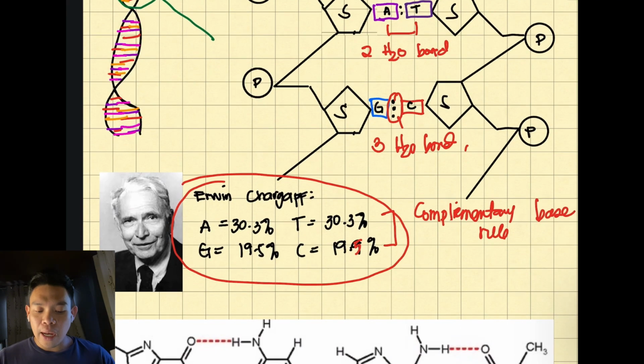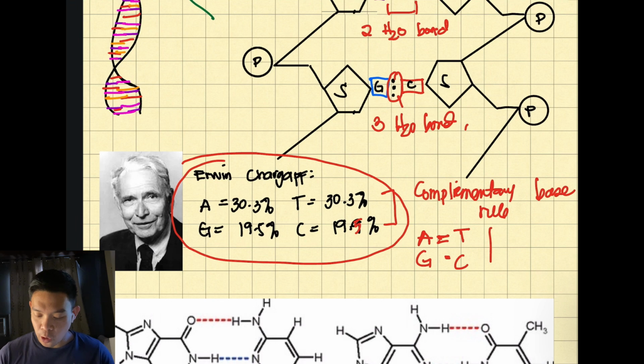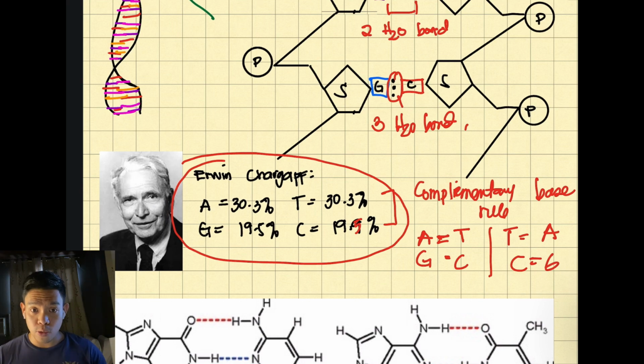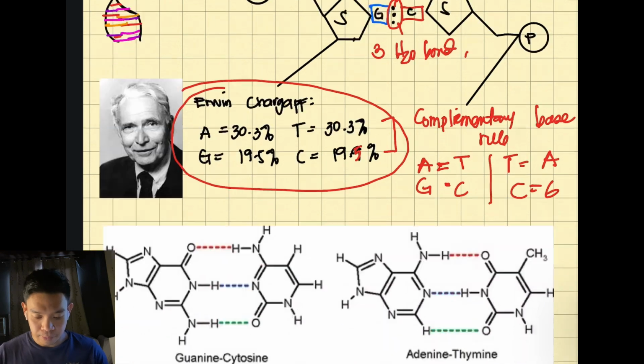And Erwin Chargaff mentioned that adenine always pairs up with thymine, thymine always pairs with adenine, and cytosine always pairs with guanine. This is the complementary base rule. It cannot be broken because of the experiment conducted by Erwin Chargaff, also known as Chargaff's rule.